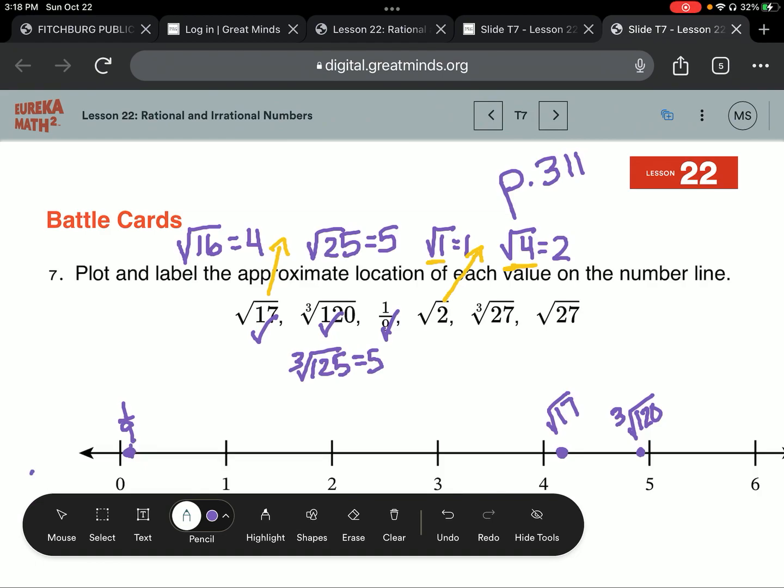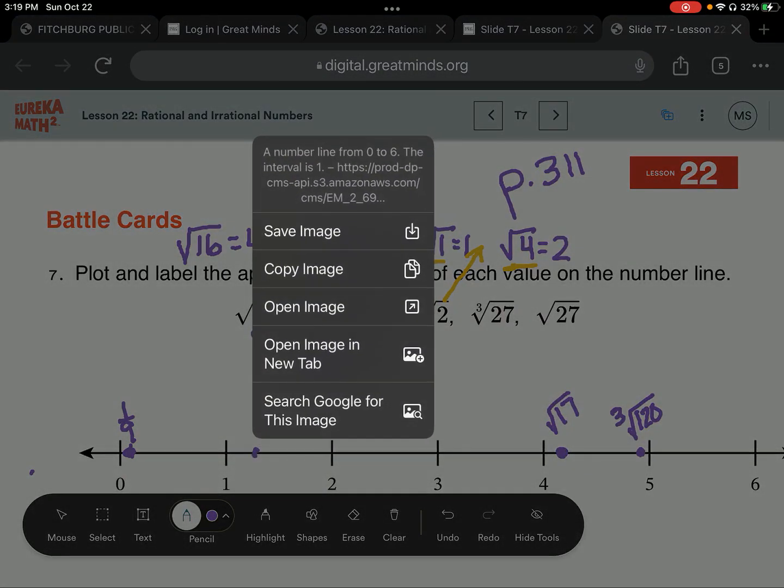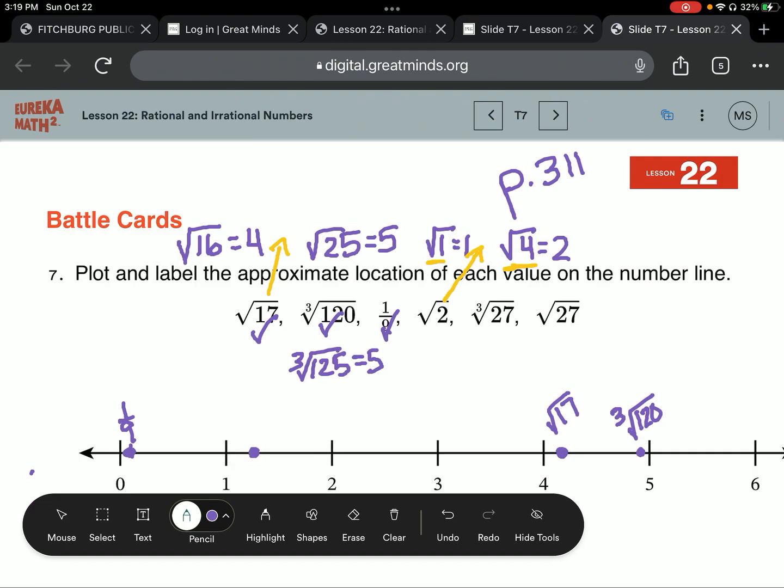Let's see. All right. So it's not really in the middle. I'm going to try to put it kind of closer to 1 here. Square root of 2. All right, that one's done.